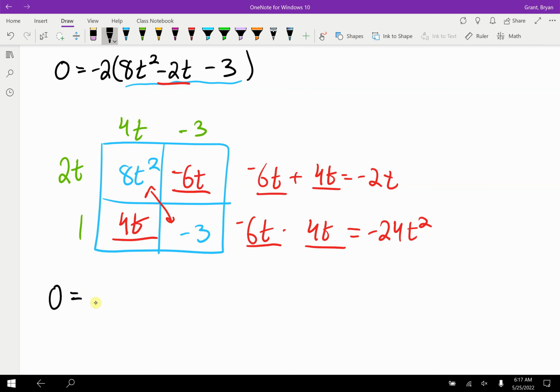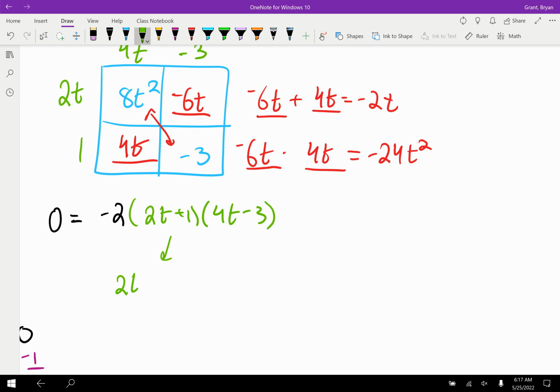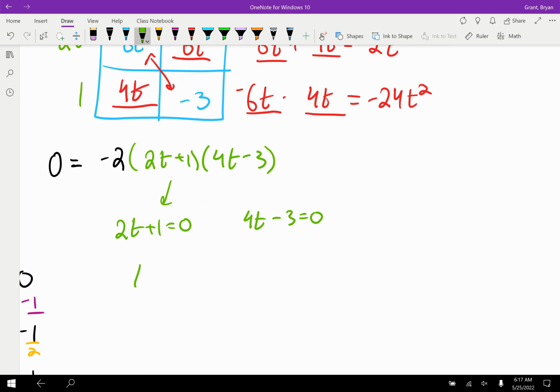So, 0 equals negative 2, and then let's do our two sets of parentheses: 2t plus 1 and 4t minus 3. Now make your two equations both equal to 0. 2t plus 1 equals 0. 4t minus 3 equals 0. By going through SADMAP, and I don't need to take you through it again, we've already done it once, this time you'll get 3/4 and negative 1/2. You don't even have to reduce, which is pretty cool if you take out that negative 2, and so we can see our answer is 3/4.